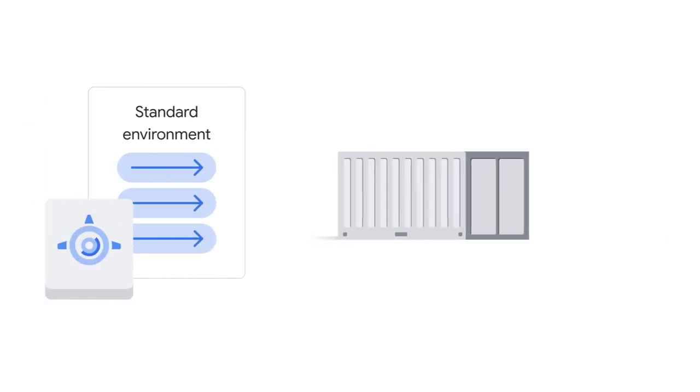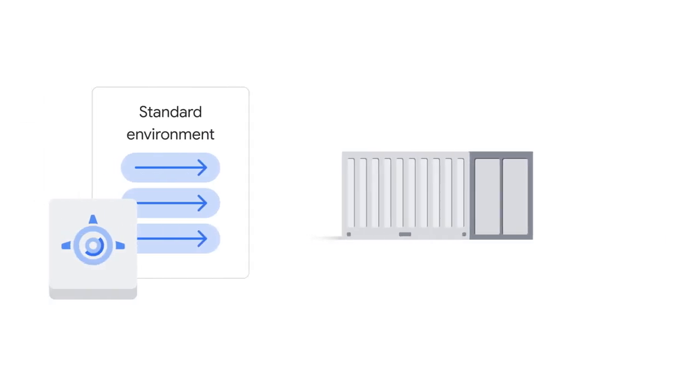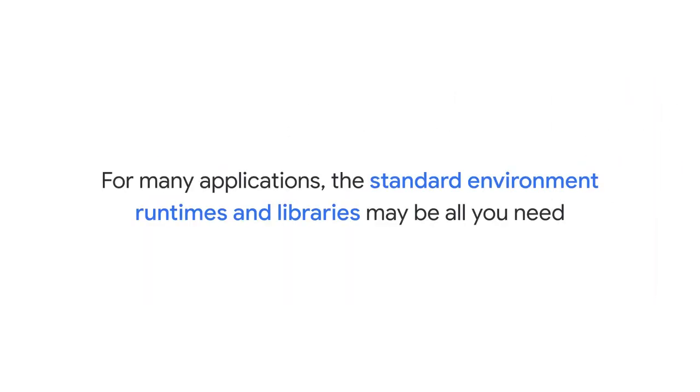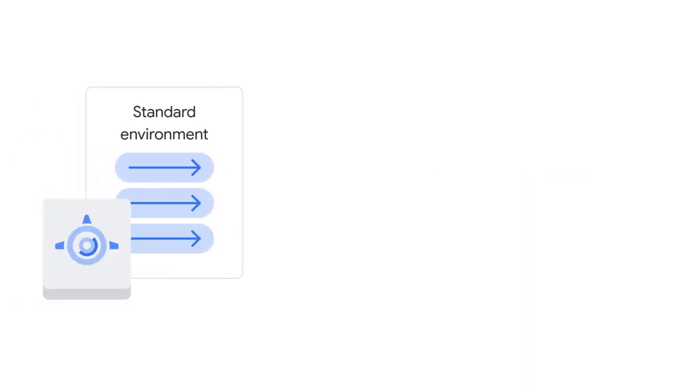There are two types of App Engine environments, standard and flexible. The App Engine standard environment is based on container instances running on Google's infrastructure. Containers are pre-configured with a runtime from a standardized list of supported languages and versions, which includes libraries that support App Engine standard APIs. For many applications, the standard environment runtimes and libraries may be all you need.